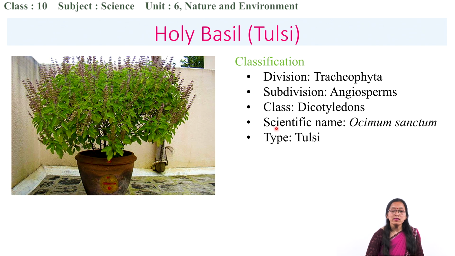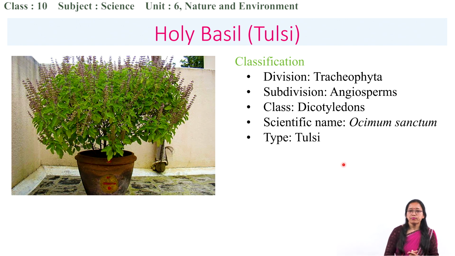And what is its scientific name? We call it tulsi as well as holy basil. But internationally there are different local names, so we should know how to identify it in any corner of the world. That's why a scientific name is given to plants and animals. The scientific name of tulsi is Ocimum sanctum. The scientific name of tulsi is Ocimum sanctum.